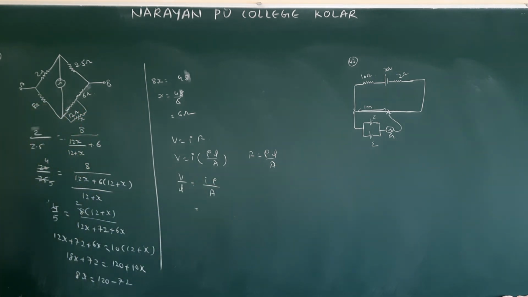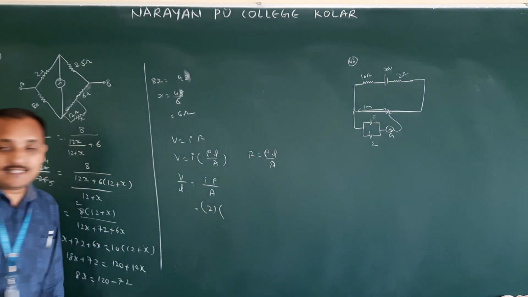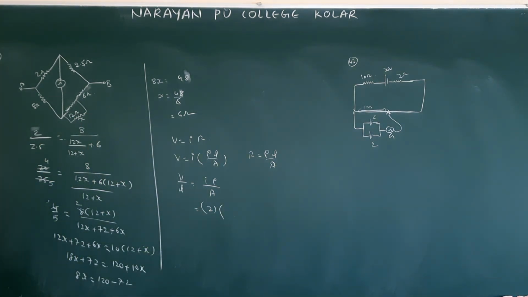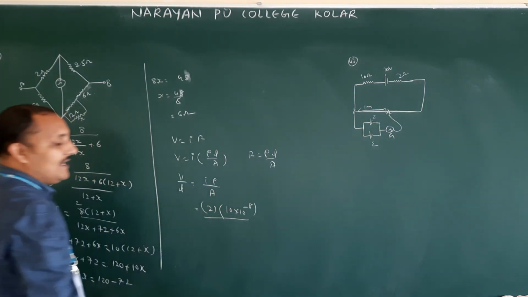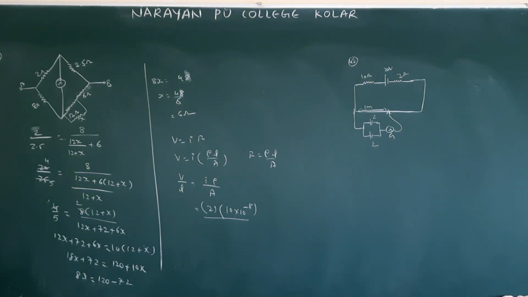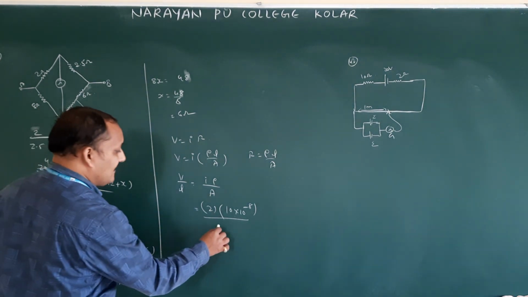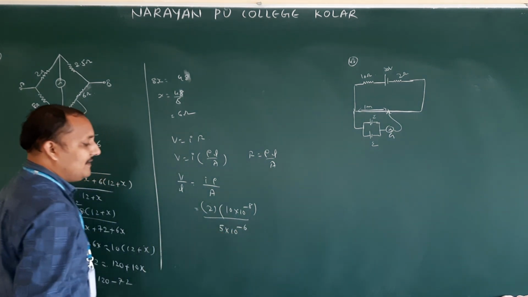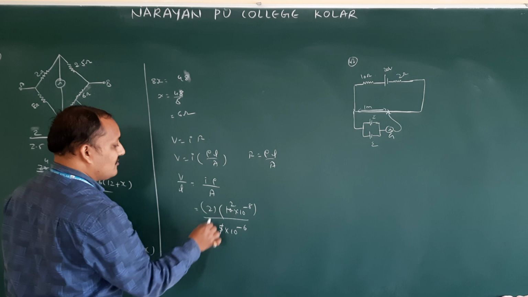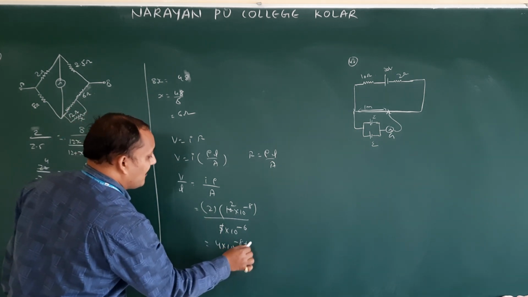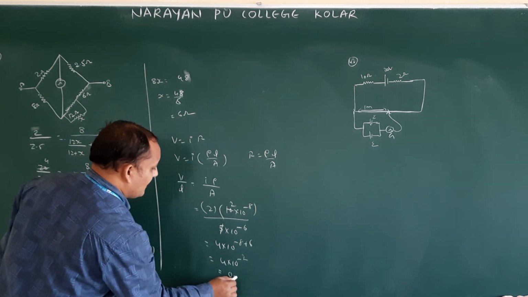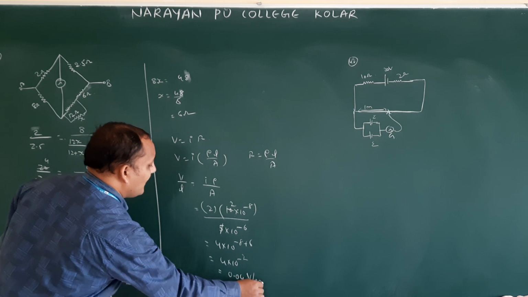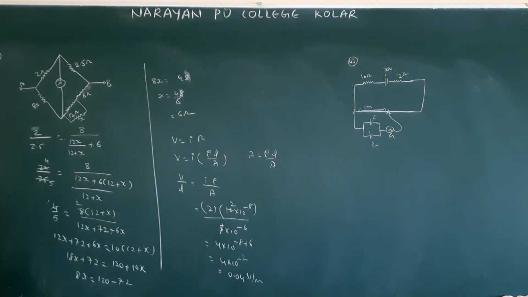Current value, how much they gave? 2 amperes, isn't it? 2 into resistivity or specific resistance. Resistivity how much they gave? 10 into 10 power minus 8, by area of cross section, how much they gave? Area of cross section A is equal to 5 into 10 power minus 6. So this will be cancelled, 2 times 2, 4. 4 into 10 power minus 8 plus 6, that is nothing but 4 into 10 power minus 2, 0.04 volt per meter. That is the fourth option. Next is question number 42.